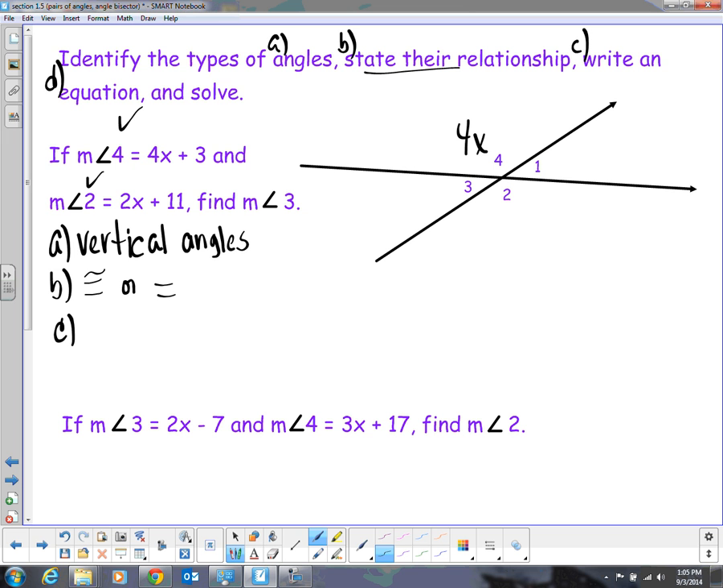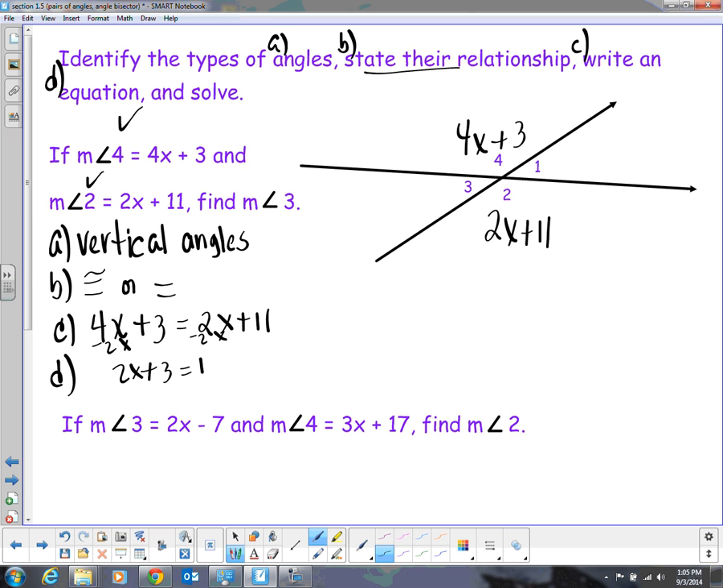So if angle 4 is 4x plus 3 and angle 2 is 2x plus 11, then the relationship that you identified in B should help you write this equation. And then step D is the solving step. I'm going to subtract 2x from both sides. We have 2x plus 3 is equal to 11. I'm going to subtract 3, so I've got 2x equals 8. I'm going to divide by 2, and I've got x is equal to 4. If I ask for one of the angles, then you would go back and find it.